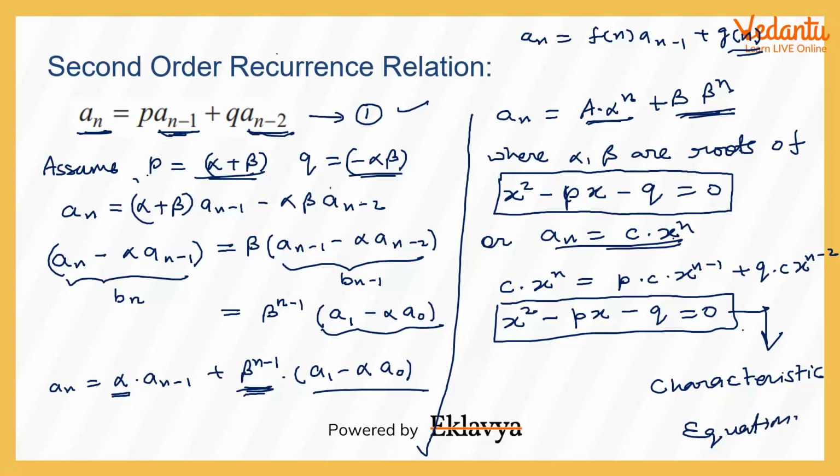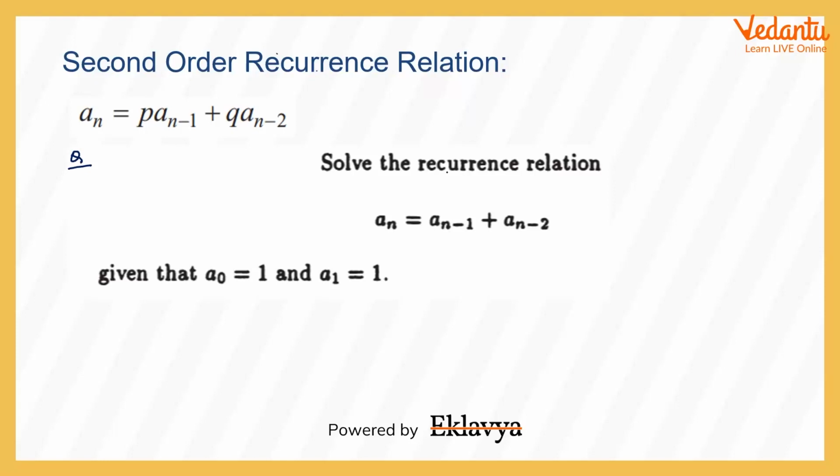Once we know this characteristic equation, we will find its roots alpha and beta, and then my an will be of this form. And a and b will be found using initial values a0, a1 or a2. Alpha and beta will be found by solving this quadratic only. So please see, this is one example I have taken.